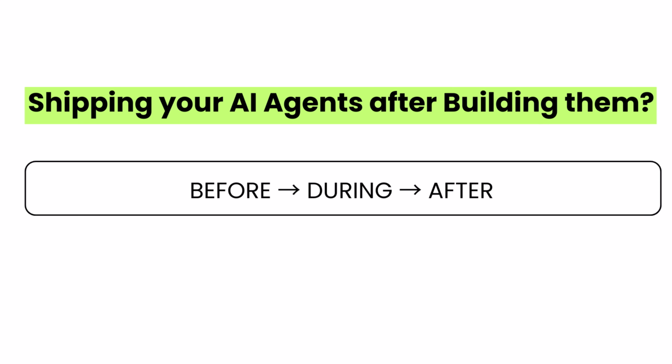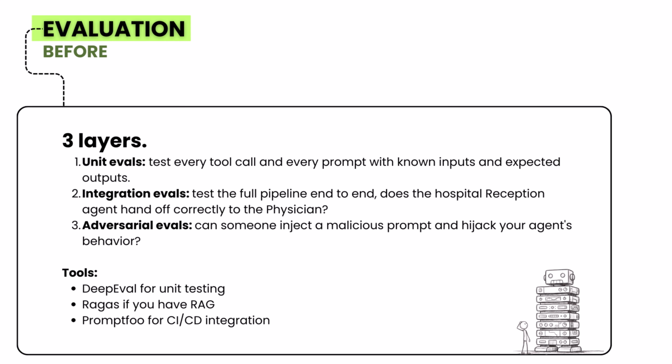These are the points. Before, we do evaluation, 3 layers. Unit evals: test every tool call and every prompt with known inputs and expected outputs. Integration evals: test the full pipeline end to end. Does the hospital reception agent hand off correctly to the physician? Adversarial evals: can someone inject a malicious prompt and hijack your agent's behavior? Tools: deep evals, for RAG if you have RAG, and prompt foo.